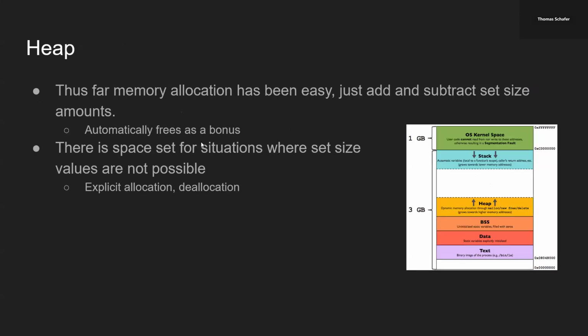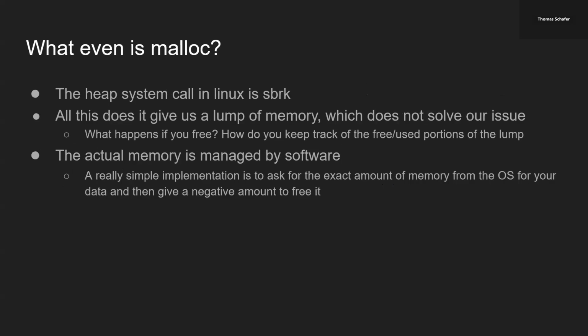And then finally, the heap. The stack has been really nice because it's super easy to allocate and free. It's done for you. However, there are situations, as is the example with the heap, where you're not entirely sure how much memory you need, and sometimes you don't want memory on the stack because you don't want it to be automatically freed. And so in this case, we have explicit allocation and deallocation.